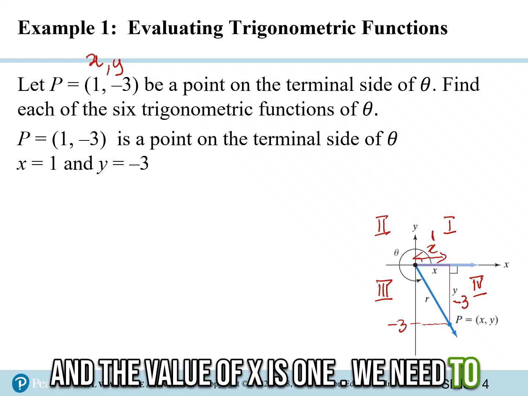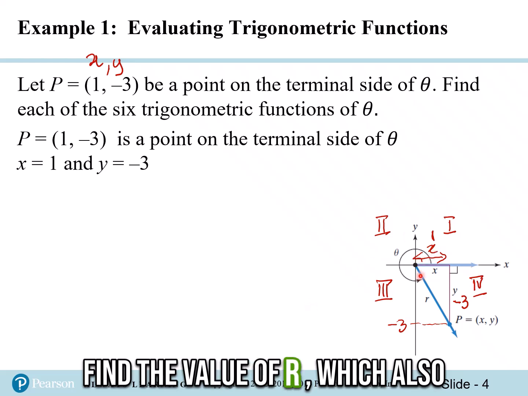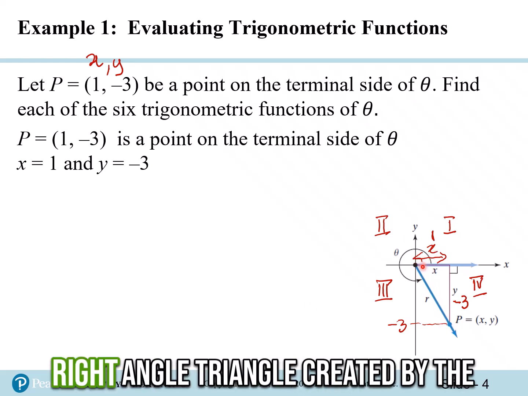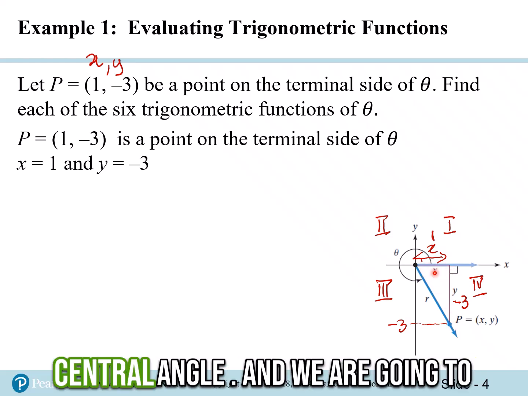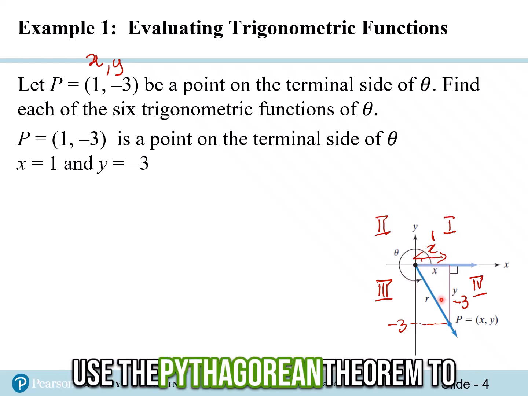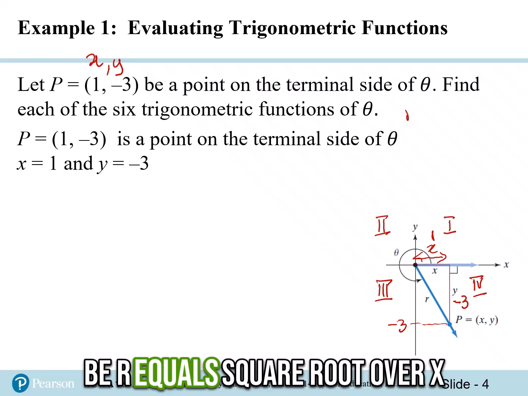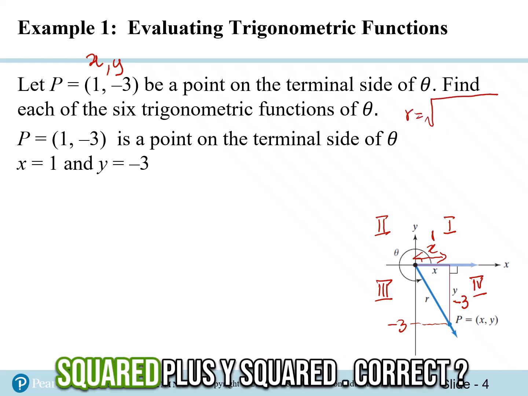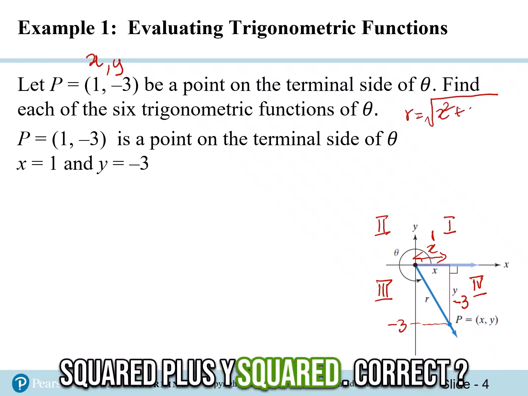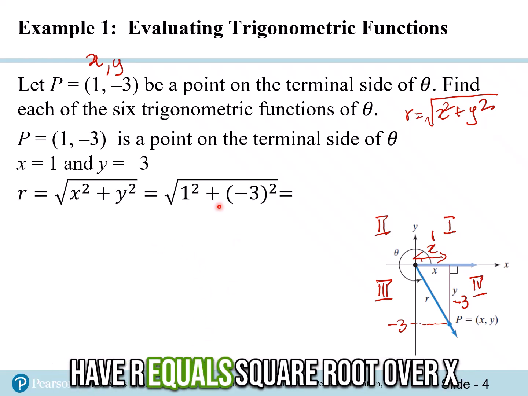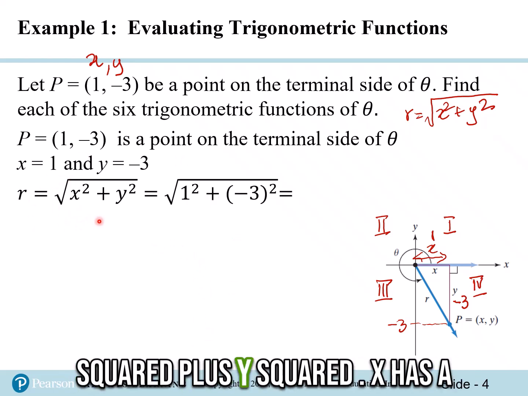All right, so here we have the value of y as negative 3 and the value of x is 1. We need to find the value of r, which also represents the hypotenuse of this right angle triangle created by the central angle. And we are going to use the Pythagorean theorem to find the value of r, which is going to be r equals square root over x squared plus y squared, correct? So let's see what we have here.